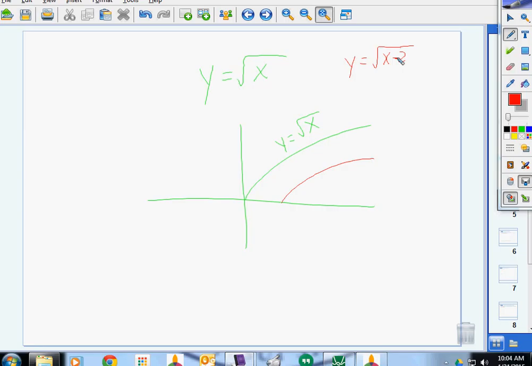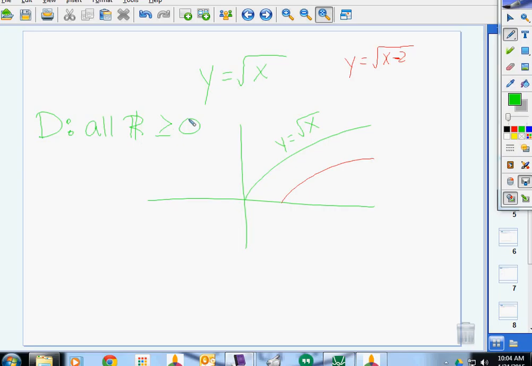So for example, this green one, y equals the square root of x. What is the domain of this function? Actually, let me make this green so that you can keep this straight. What is the domain of this parent function? In other words, what values of x are we allowed to choose? Yeah, all reals greater than or equal to 0. Do you see that?